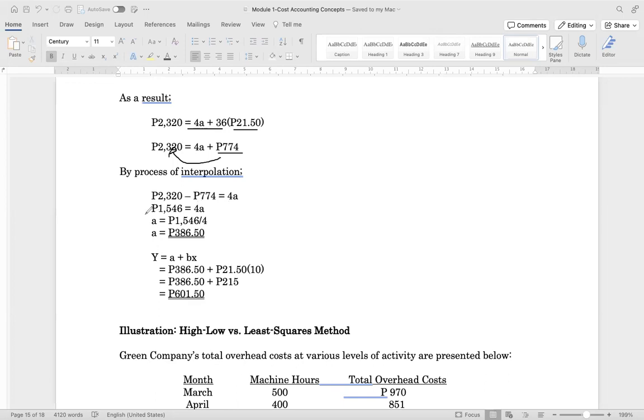You get 1,546 is equal to 4a. Now for a, divide this by 4 to get 386.5 as your fixed cost.